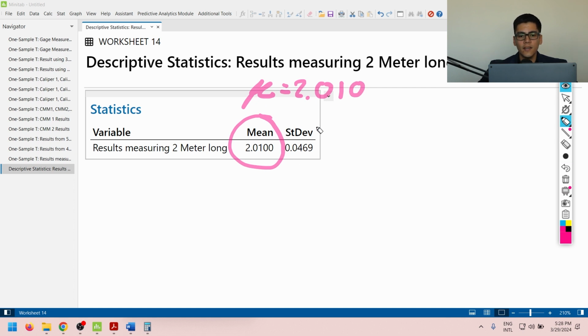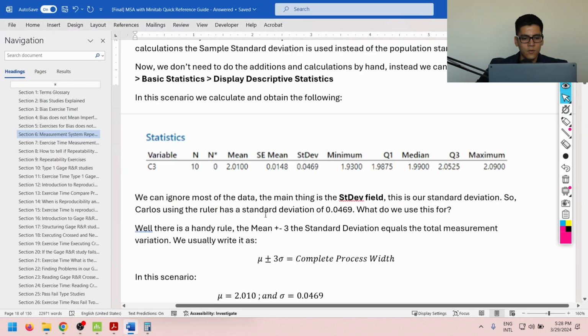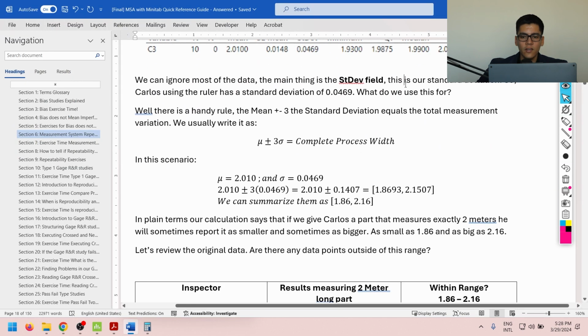Okay. And if I calculate by hand, the standard deviation is going to be 0.0469. Now, what does it mean to have 0.0469 standard deviation? We'll get into that in a moment. For now, please just identify the tool that allows us to do this, which is Stat, Basic Statistics, and Display Descriptive Statistics. From here, we are now going to look at the standard deviation.